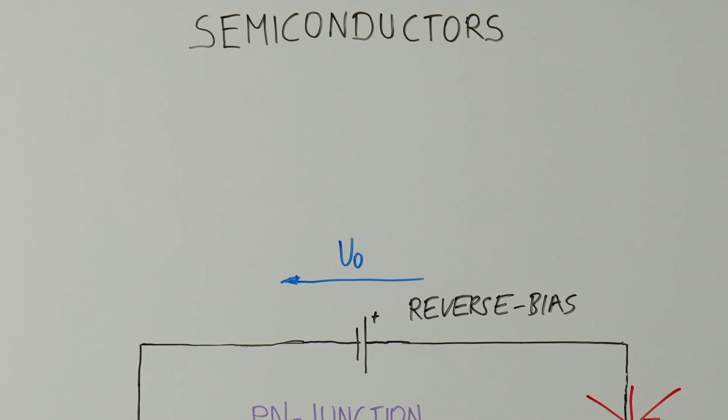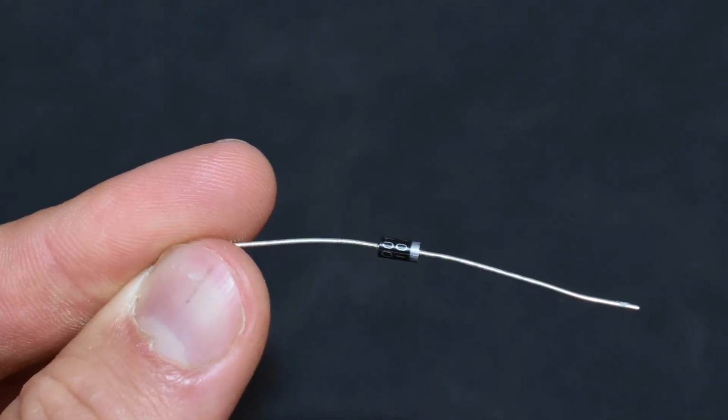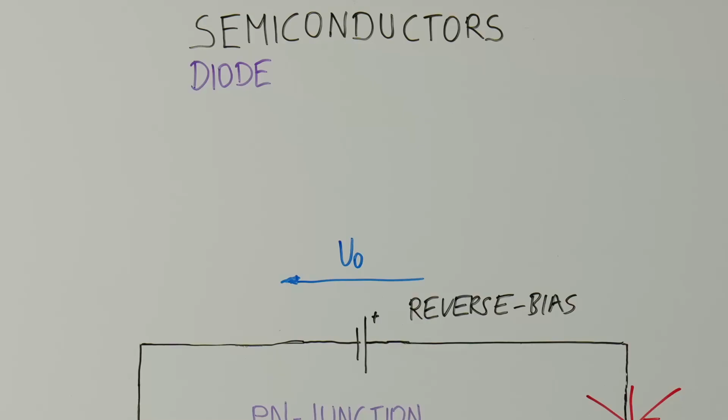What we just created is a diode. A diode is an electrical component that uses a PN junction to only allow current to flow in one direction. The symbol of a diode consists of a triangle with a vertical line and a horizontal line. The side of the triangle with the vertical line represents the cathode, while the opposite side represents the anode.